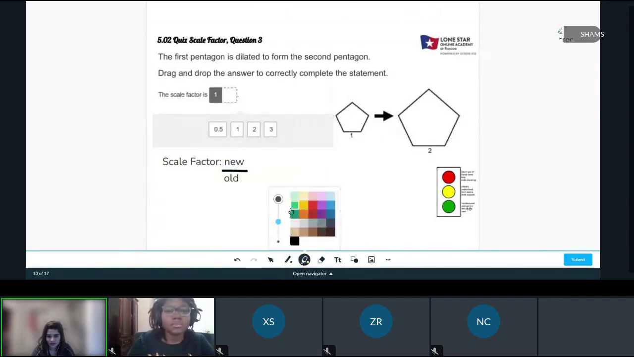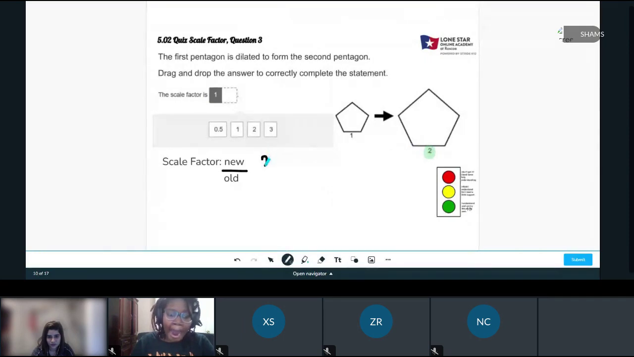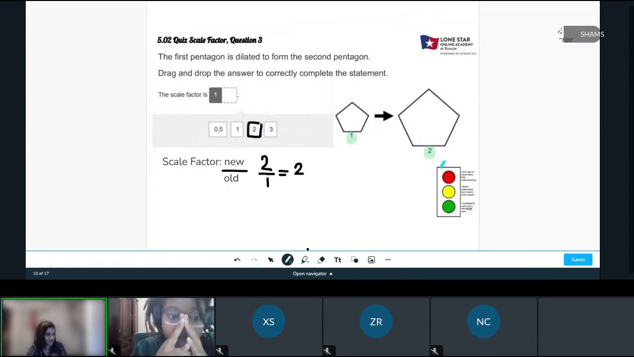And one of the newer sides here is side 2. The corresponding side in the smaller one is 1. So 2 over 1. How much is 2 over 1? 2 over 1 is, oh, Leah, Zainab already telling me it's going to be enlargement. Yes, it is enlargement. And the scale factor is going to be 2. Right, scale factor is going to be 2. And it is enlargement.